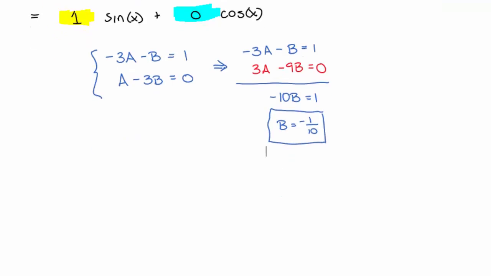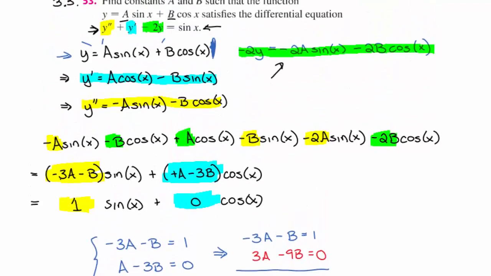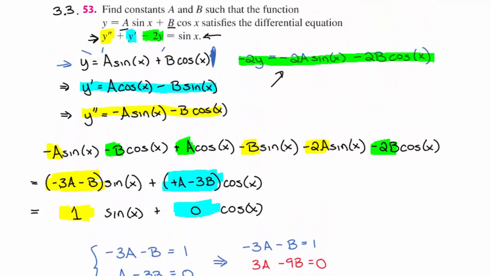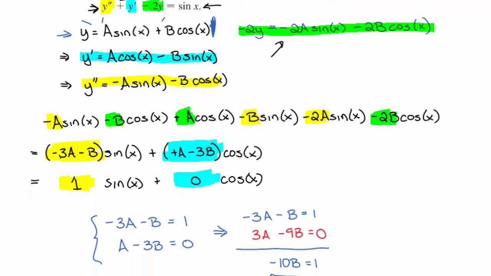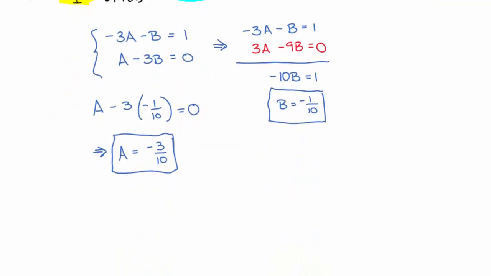And now you back solve, right? If b is equal to negative 1/10, then a minus 3b being 0 would imply that a is equal to negative 3/10. So there we go. Don't lose track of what we were doing. We were supposed to find the constants a and b so that the function satisfies the differential equation. And the only way that function would satisfy that differential equation is if negative 3a minus b is equal to 1, and if a minus 3b is equal to 0. And that's only true if a is negative 3/10 and b is negative 1/10. That's it.